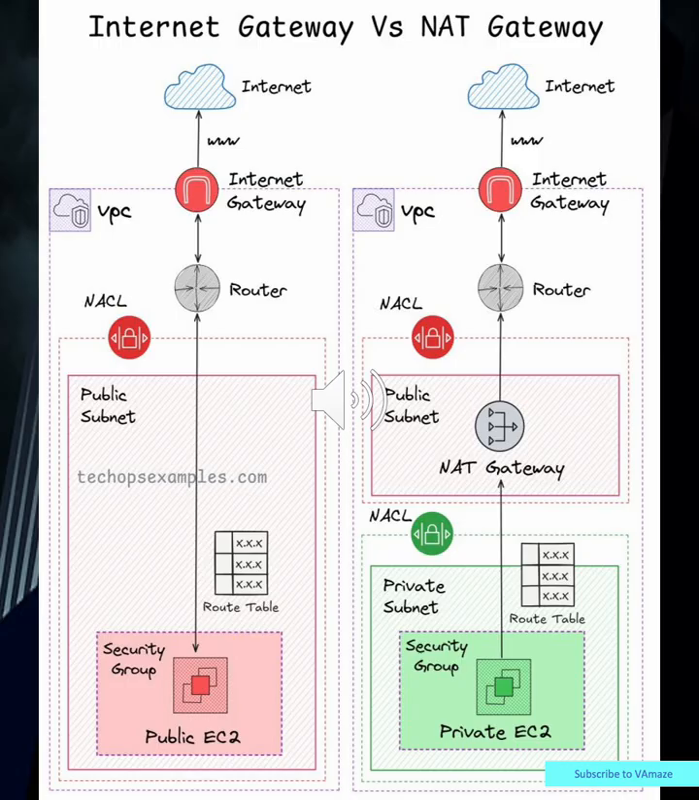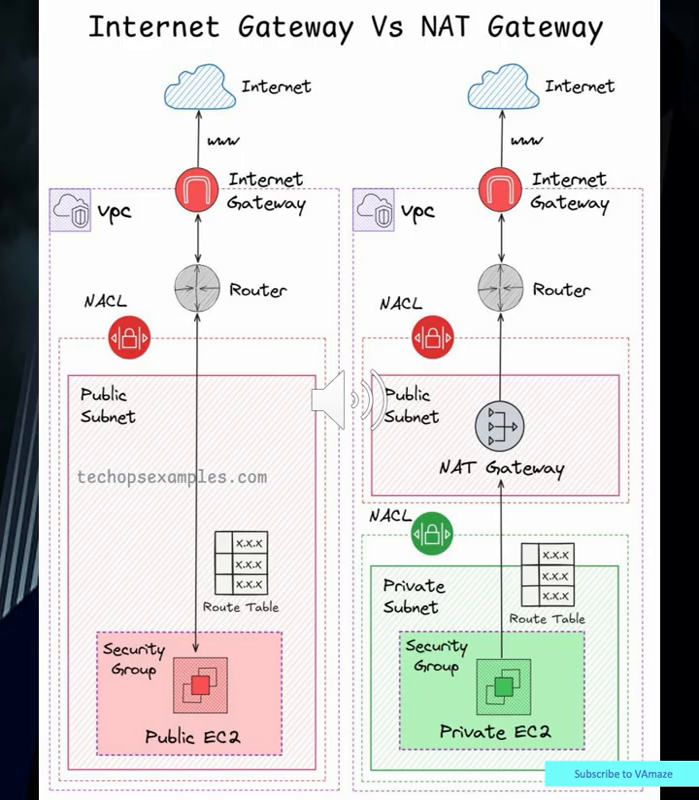The NAT gateway, a one-way security shield. A NAT gateway provides a completely different model: outbound Internet access without inbound exposure. It acts like a security guard that lets your private resources reach out to the Internet while blocking all incoming traffic from external sources.